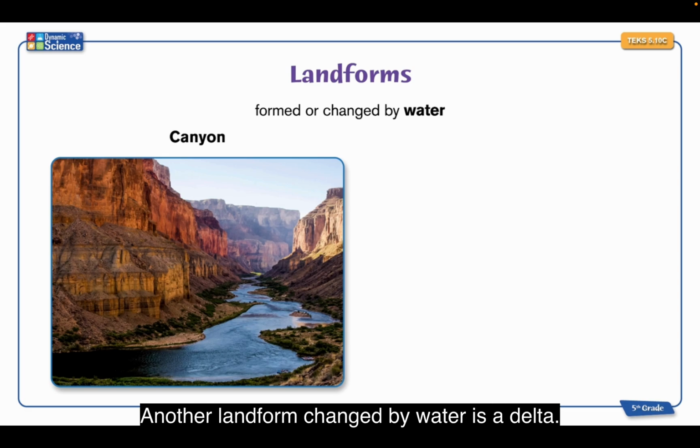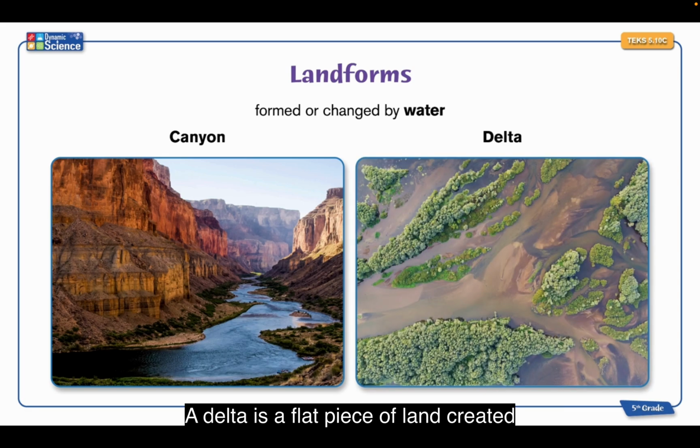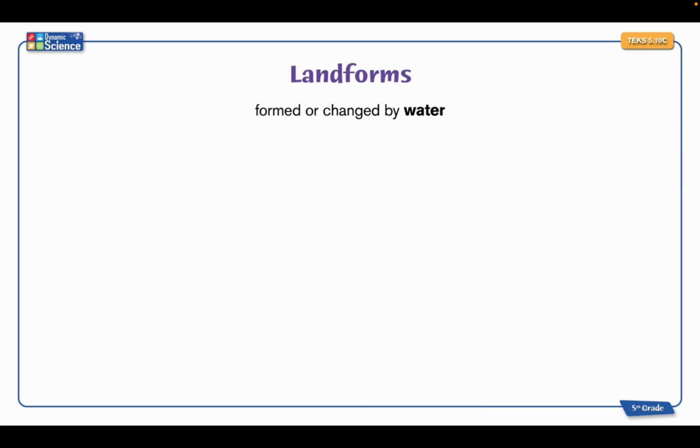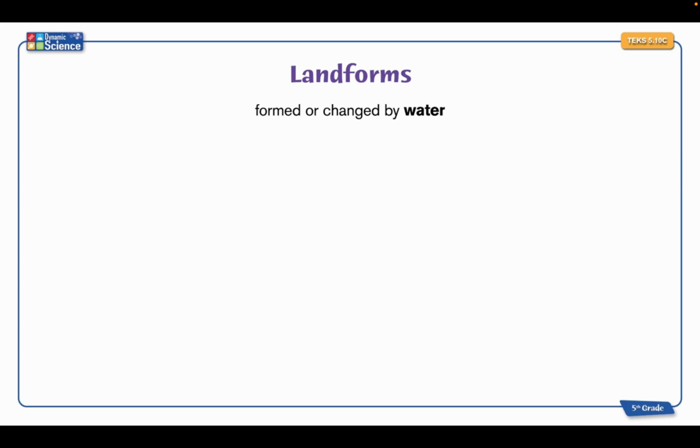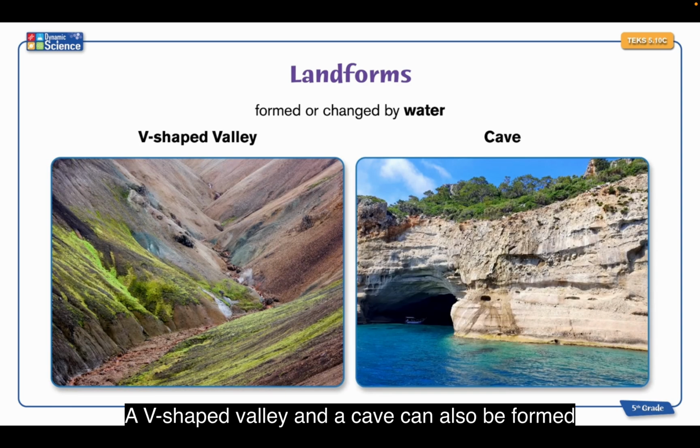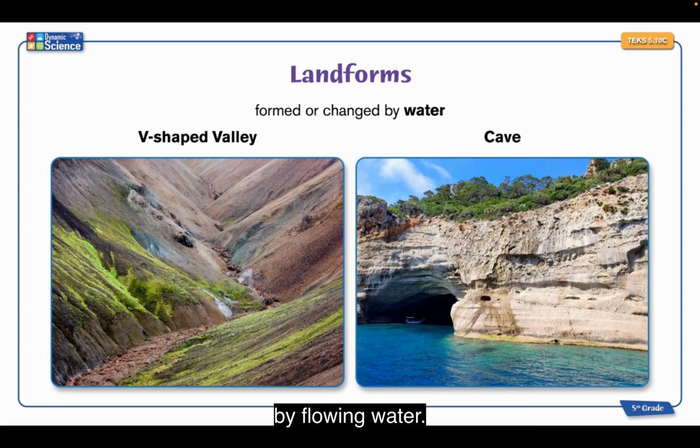Another landform changed by water is a delta. A delta is a flat piece of land created by the deposition of sediments at the mouth of a river where the flow slows down. Can you think of other landforms formed by running water? A V-shaped valley and a cave can also be formed by flowing water.